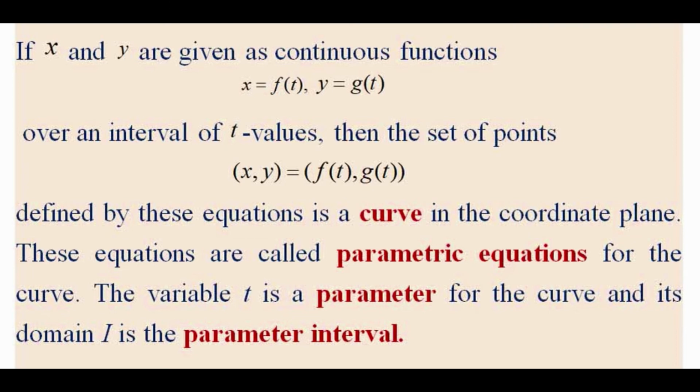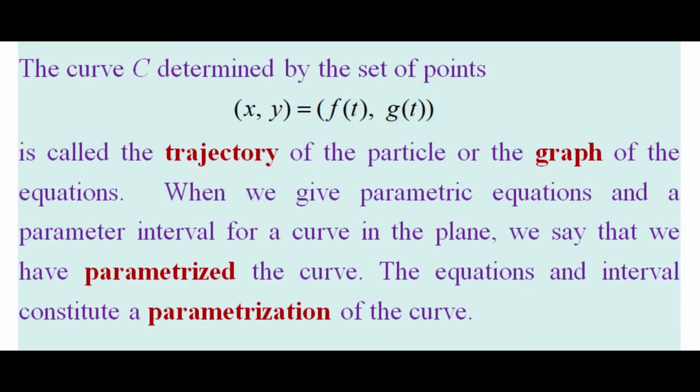The variable t is a parameter for the curve and the domain I is the parameter interval. The curve C determined by the set of points (x, y) equal to (f of t, g of t) is called the trajectory of the particle or the graph of the equations. When we give parametric equations and a parameter interval for a curve in the plane, we say that we have parameterized the curve. The equations and interval constitute a parameterization of the curve.